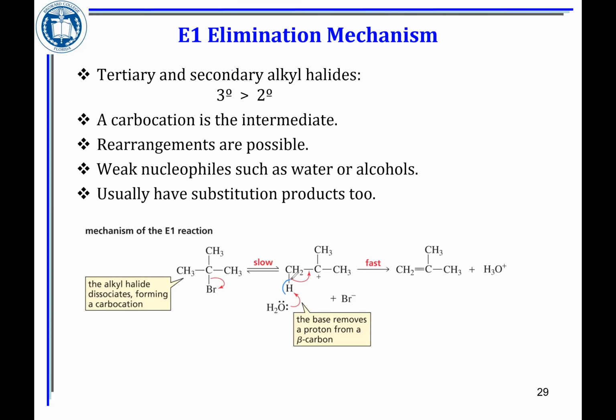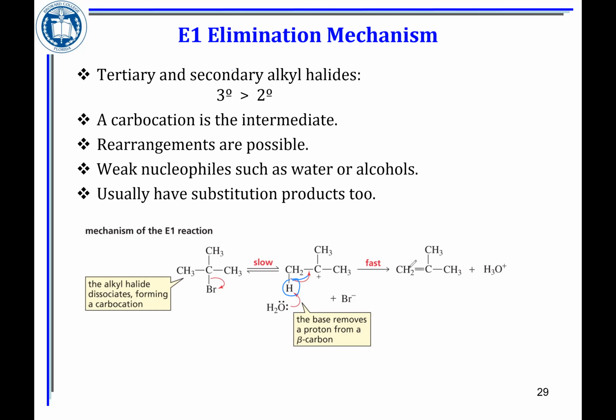So hydrogen is removed, and the electrons are dropped in for the formation of a carbon-carbon double bond. So there is no chance for rearrangement. A tertiary alkyl halide would go faster than secondary. Primary and methyl are not going to go through the E1 mechanism because formation of a methyl carbocation and a primary carbocation is very low. Possibility of formation of it is very low.